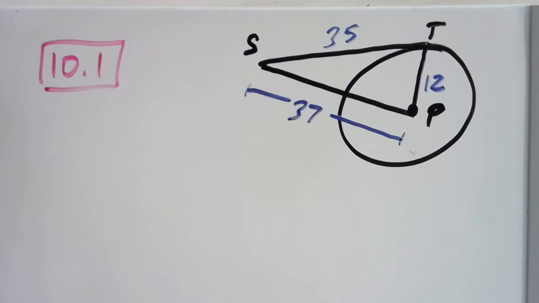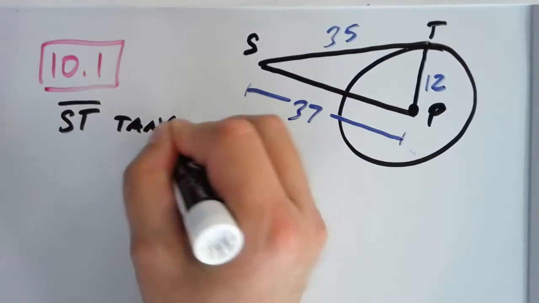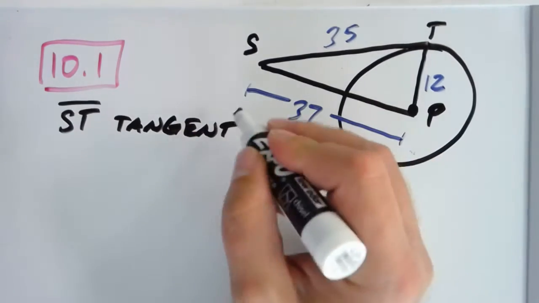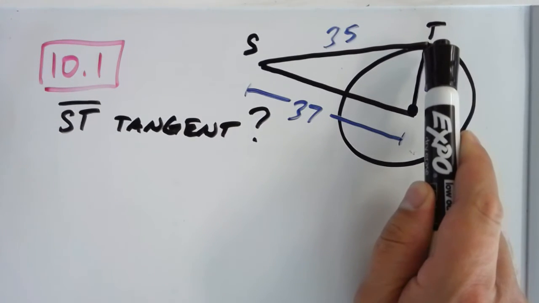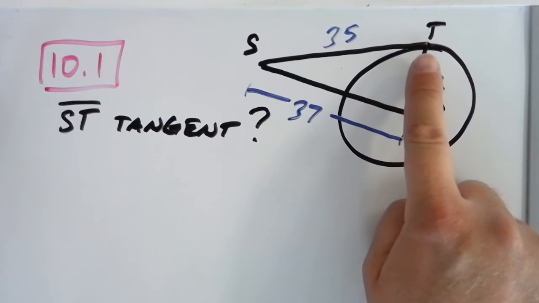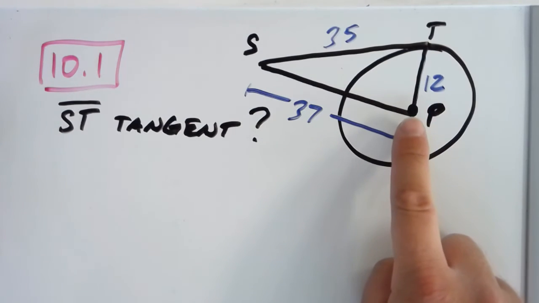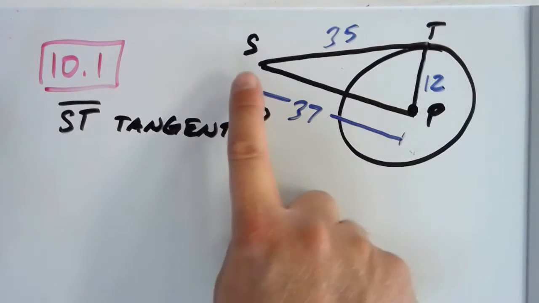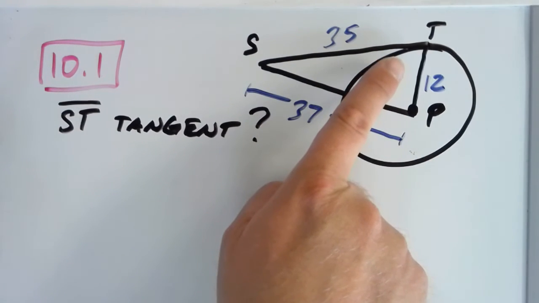And this is what we were asked in this problem: Is segment ST tangent to the circle? Is segment ST, this top segment up here, tangent to the circle? So let me just jump right into what the process is going to be here. This is a reference to a theorem that tells us that any object that is tangent to a circle has to form a 90-degree angle with a radius. So the only way that ST is tangent to the circle is if this angle right here is 90 degrees.